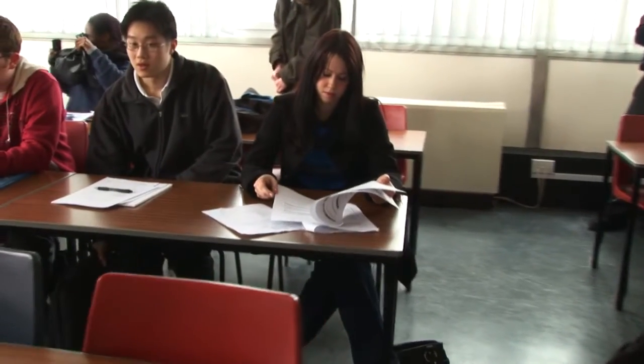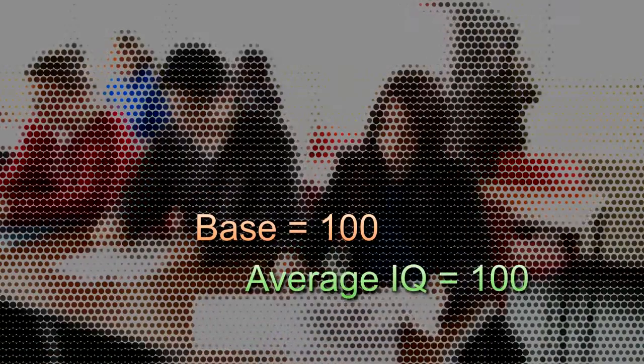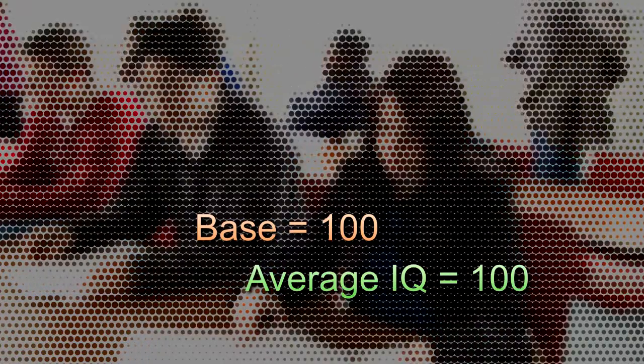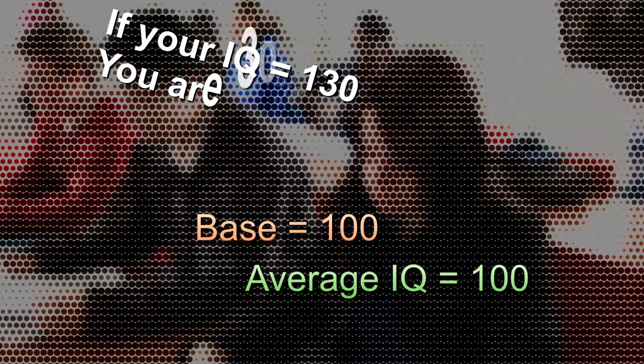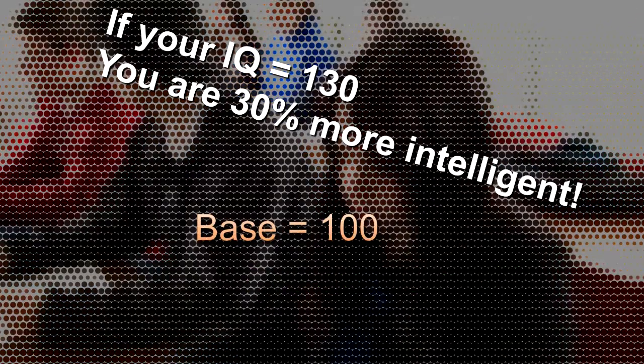The measure usually works by establishing a base which is given the number 100. Variations are then measured from that. So the average intelligence is supposed to give a number of 100. If you have an IQ of 130, you're supposed to be 30% more intelligent than the average.